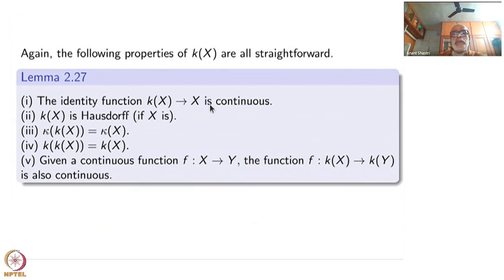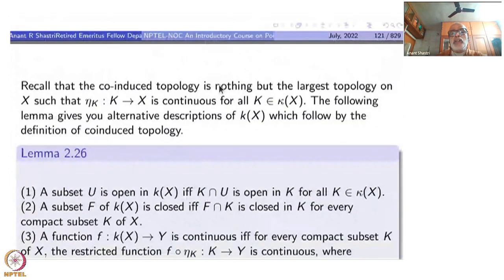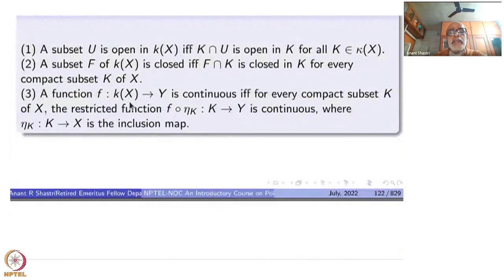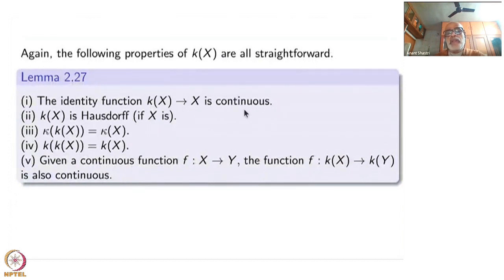The co-induced topology is always finer than the topology with which you started. In this particular case, X is already a topological space, and eta K is the inclusion map from compact subsets of X. Before talking about compact subsets of X, X must already have a topology. The eta K's are continuous if you take the original topology on X. But KX is the one with the maximum number of open sets with this property. It is the largest topology. So in particular, KX has more open subsets than X. Therefore the inclusion map from KX to X is continuous. KX is Hausdorff if X is Hausdorff. Why? Again, KX has more open sets.